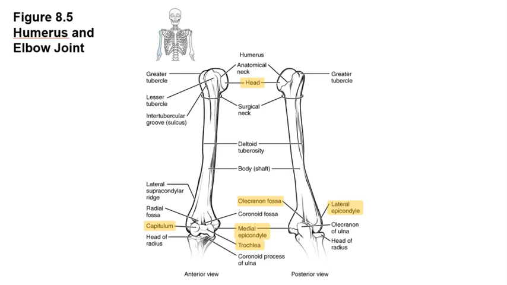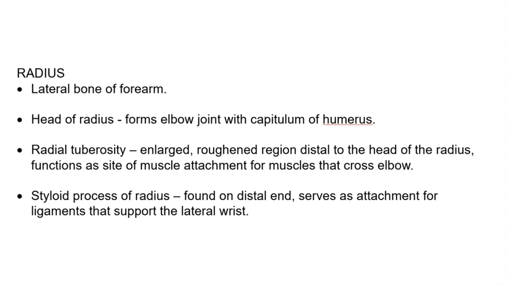Figure 8.5 more closely examines the various structures of the anterior and posterior sides of the humerus. The head of the humerus is located at its proximal end. It forms the shoulder joint with the scapula. At the distal end are the capitulum on the lateral side and the trochlea on the medial side. The medial epicondyle is located just a short distance from the trochlea, while the lateral epicondyle is located a short distance from the capitulum.